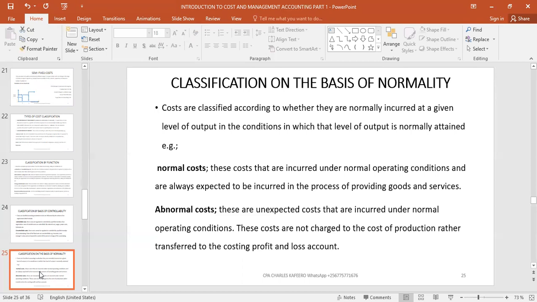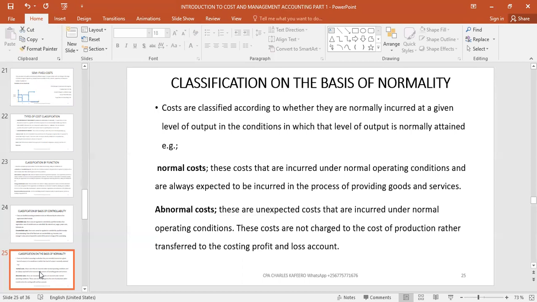But there are other costs which may happen, like you may incur costs when the machine breaks down. The machine breaks down, it's not that you are supposed to incur that cost, but since it has occurred under abnormal working conditions, you find that you've incurred that cost, and some of those abnormal costs, when we incur them, we transfer them to the costing, profit and loss account.